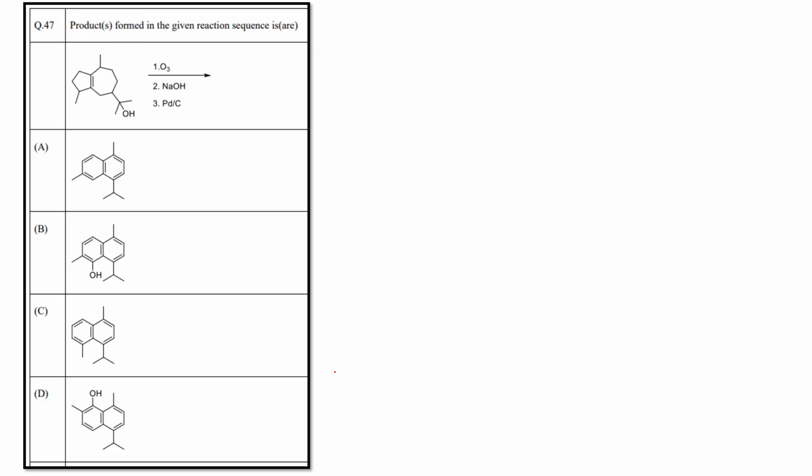So, based on this ozonolysis, there are some questions that came in previous years. They have given this substrate and it undergoes ozonolysis. After that, they added NaOH and palladium charcoal. What will be the product in this reaction? So if you are adding ozone, there is only one double bond, so it will undergo the cleavage of this double bond. So we will get one carbon in here.